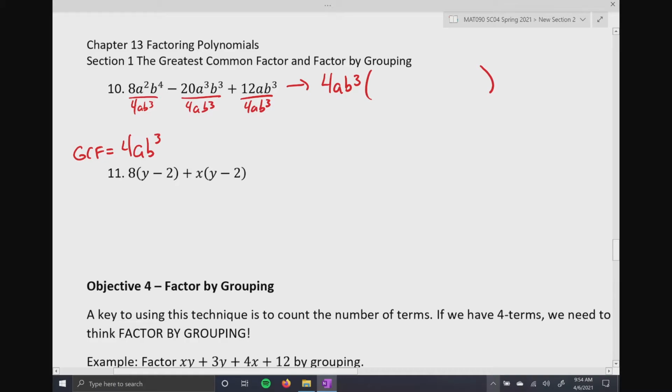And now let's just simplify to find out what goes on the inside of the parentheses. 8 divided by 4 is 2. A to the second divided by A is A. And B to the fourth divided by B to the third is B.